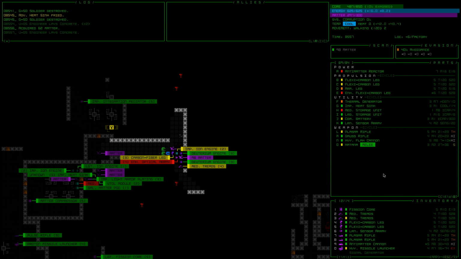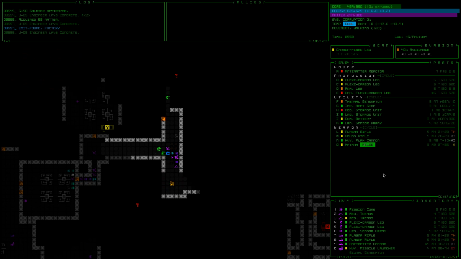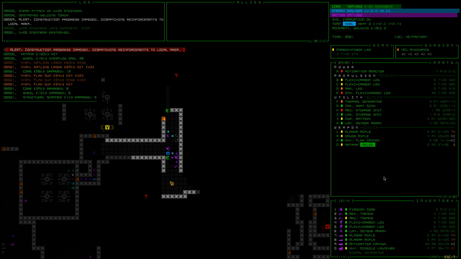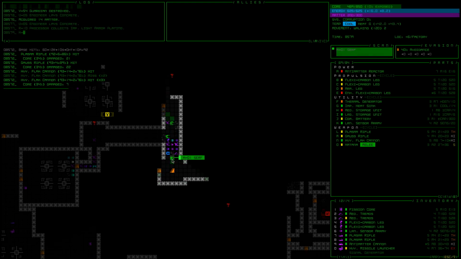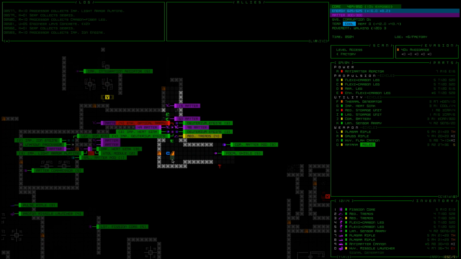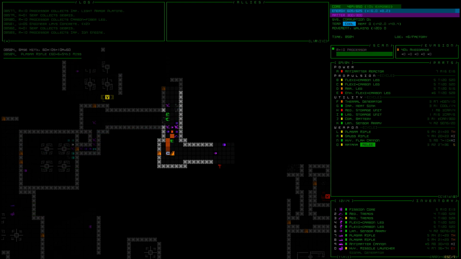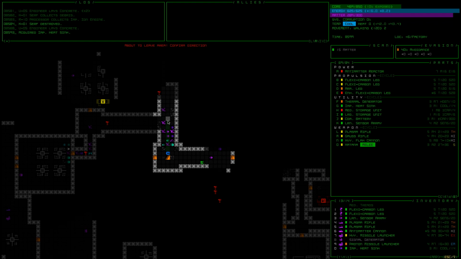Let's see, carbon fiber leg, medium treads. There is a guardian there. This one goes to factory as well. Got bad guys heading our way. Do we care? Improved heat. I do want that improved heat sink. Okay, and then what do we get next?